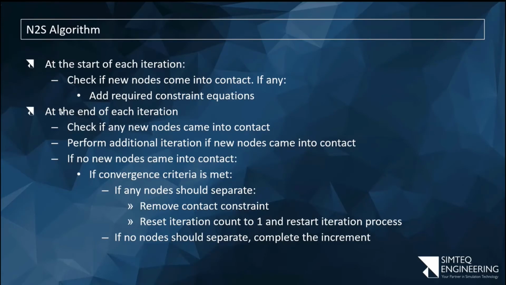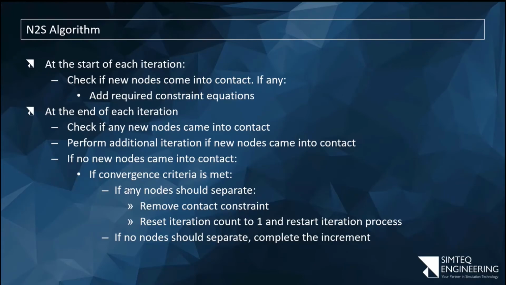Okay, then at the end of every iteration, it checks again if any nodes came into contact. In other words, whether it needs to start a new iteration. So then it redoes that. But if no new nodes come into contact, it says, okay, let's check if convergence has been met. So we've got some convergence criteria on displacements and residuals and whatever. So if they are met, only then does it check should nodes separate. So it doesn't check every iteration if it should separate. It first converges. So new nodes can come into contact, no nodes can separate until it's converged.